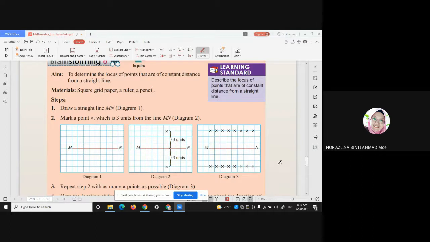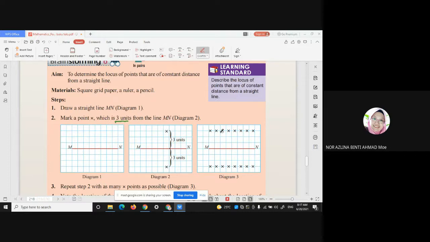To determine the locus of points that are a constant distance from a straight line, draw a straight line MN. Mark a point X which is 3 units from the line MN. So 3 units: 1, 2, 3. We mark a cross for X, up and down, 3 units from line MN.